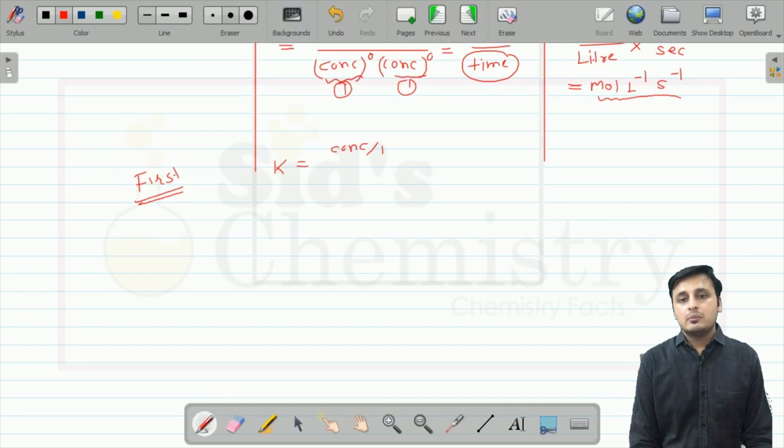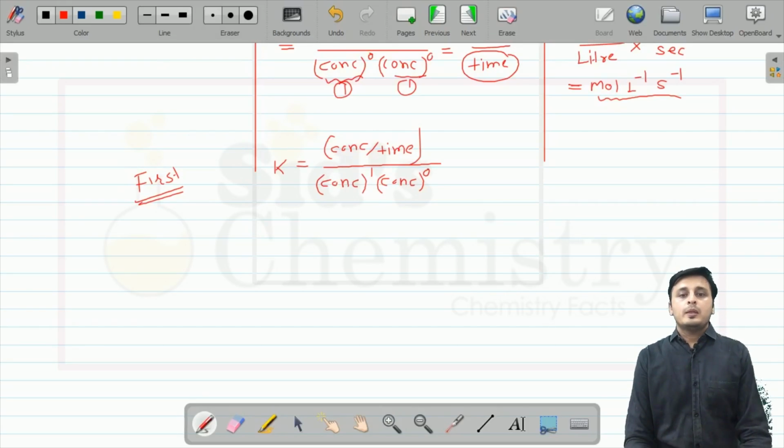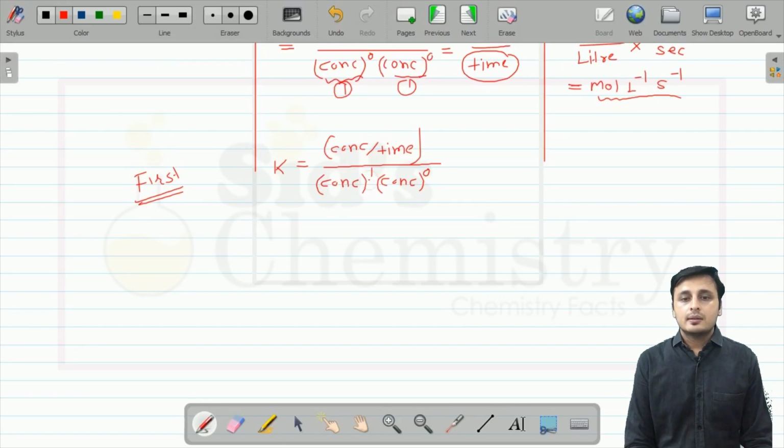Concentration per time is already the unit of the rate. Then we will divide with, for example, x value is 1 and concentration raised to 0. So this is x and this is y. When we take 1 plus 0, it will become 1. So a first order reaction will be created.